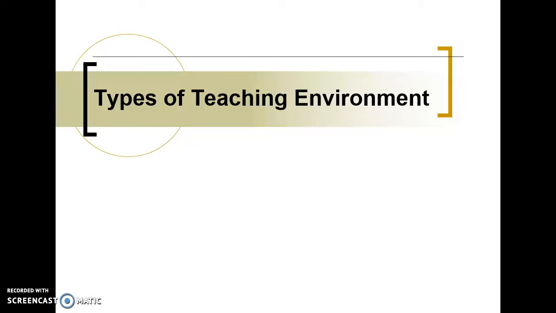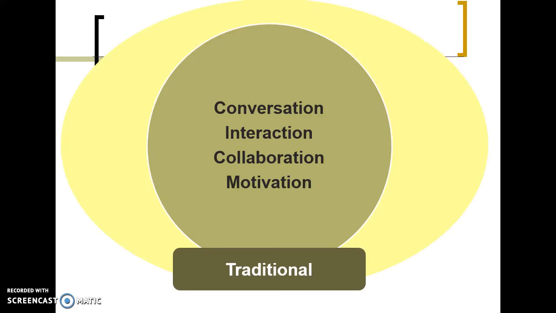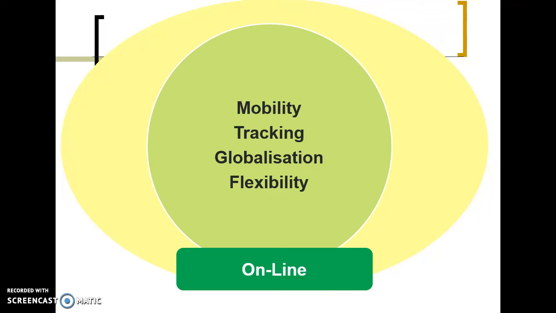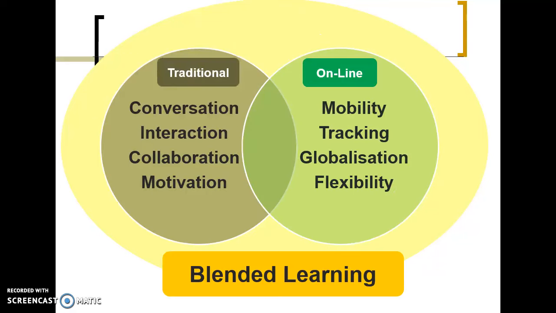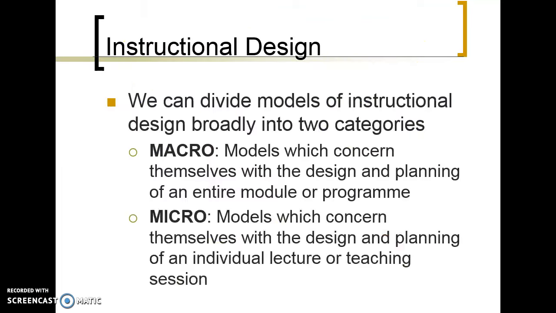Something else that dictates, I think, a lot of your instructional design choices is the type of teaching environment you're in. So if you're in a traditional bricks and mortar classroom, you get things like conversation, interaction, collaboration, and motivation. Whereas if you're doing it fully online, you have things like mobility, tracking, globalization, and flexibility. So if you can combine the two, you get a combination of all the benefits of traditional and all the benefits of online, or maybe some of the benefits of both, and maybe some new disadvantages as well.